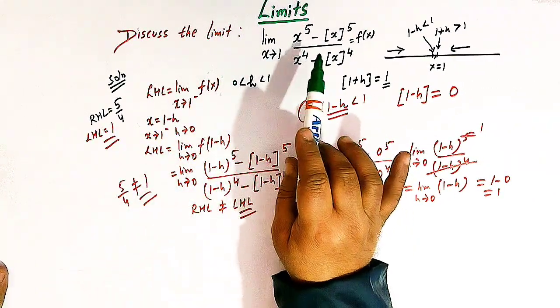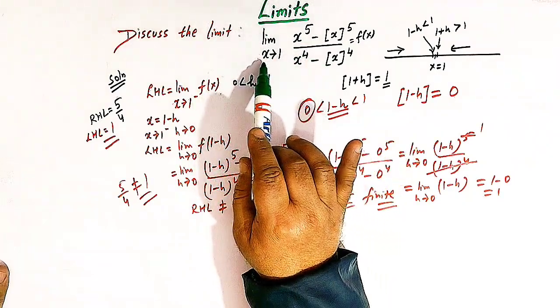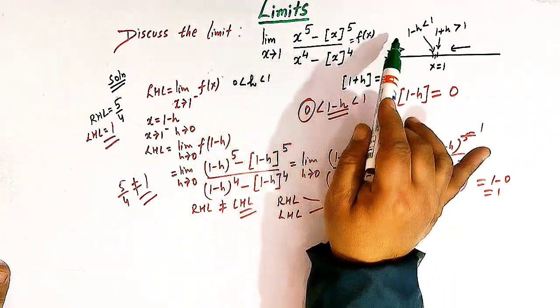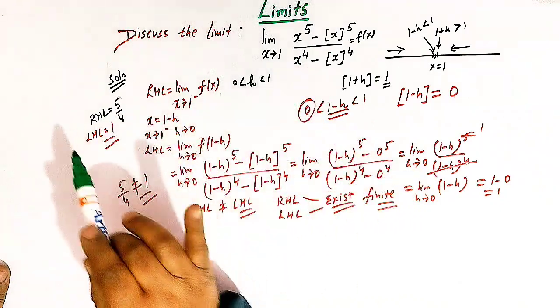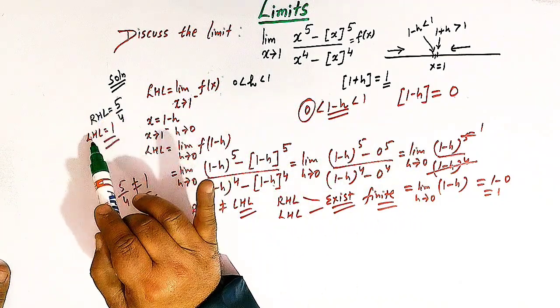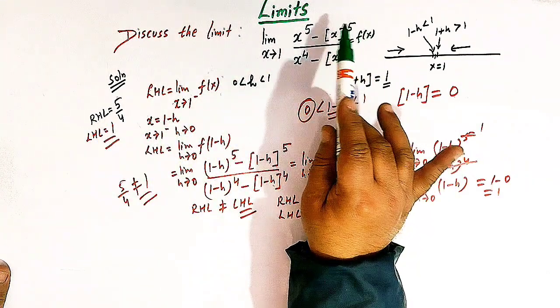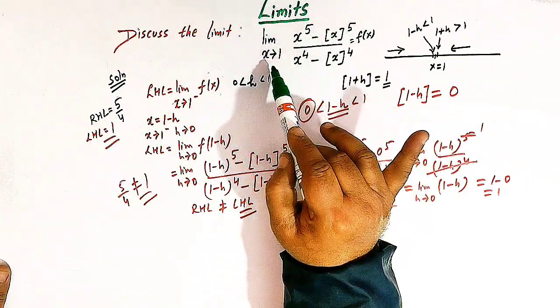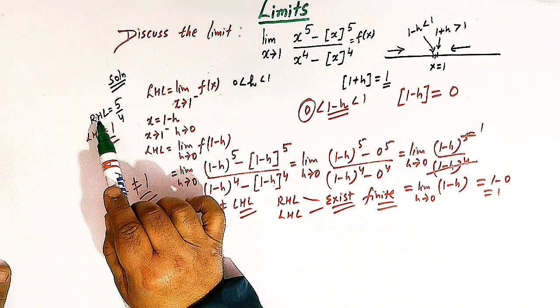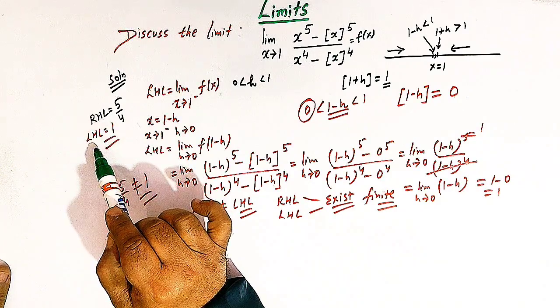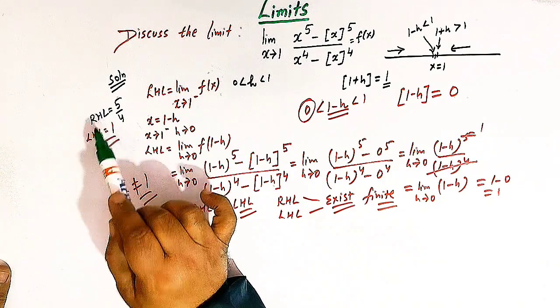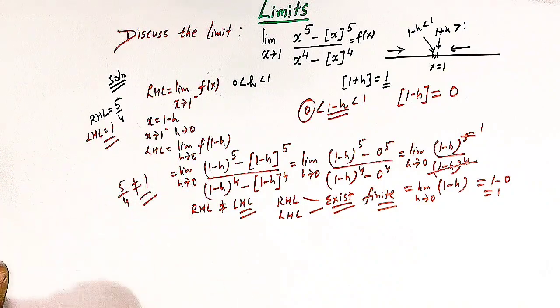So the limit of this function when x tends to 1 does not exist, because the right hand limit is different and the left hand limit is different, right? So for the existence of limit of a function at a given point, both the limits must coincide, right? And moreover, both the limits should be finite.